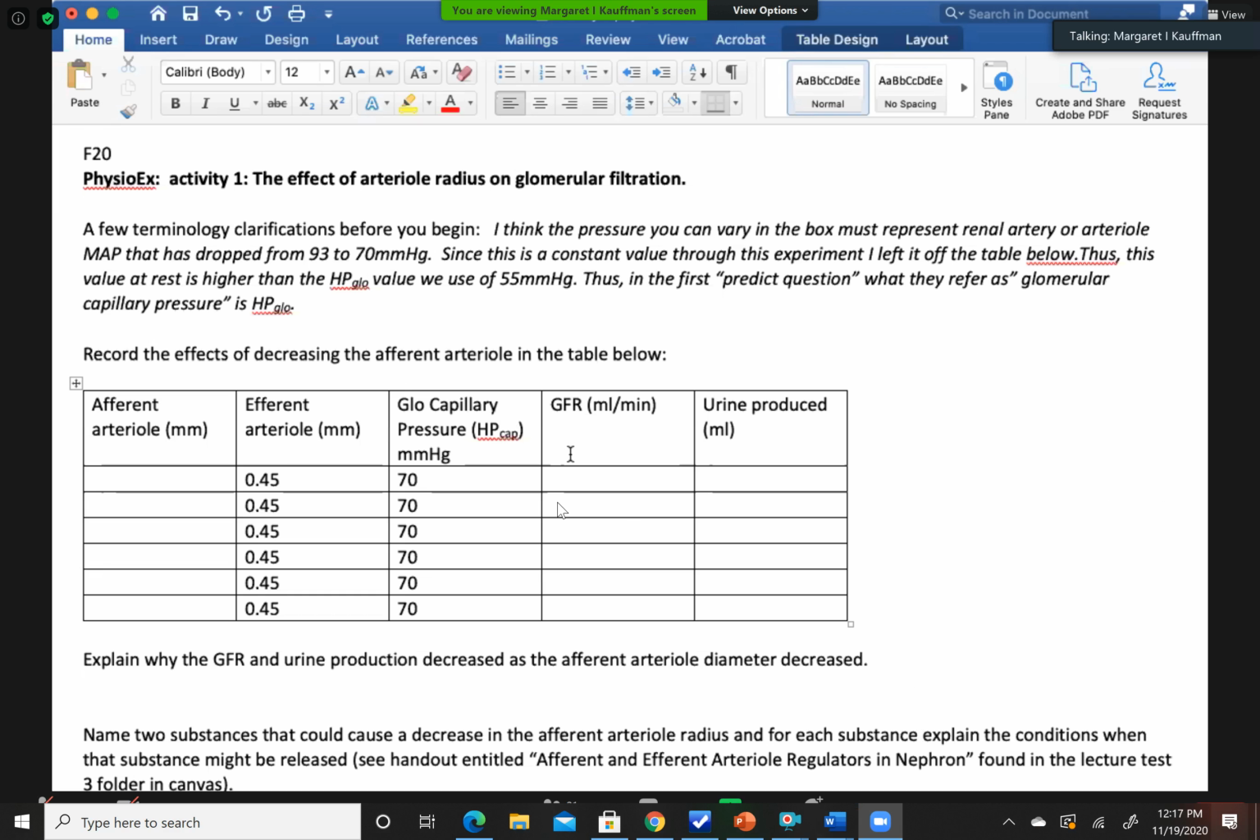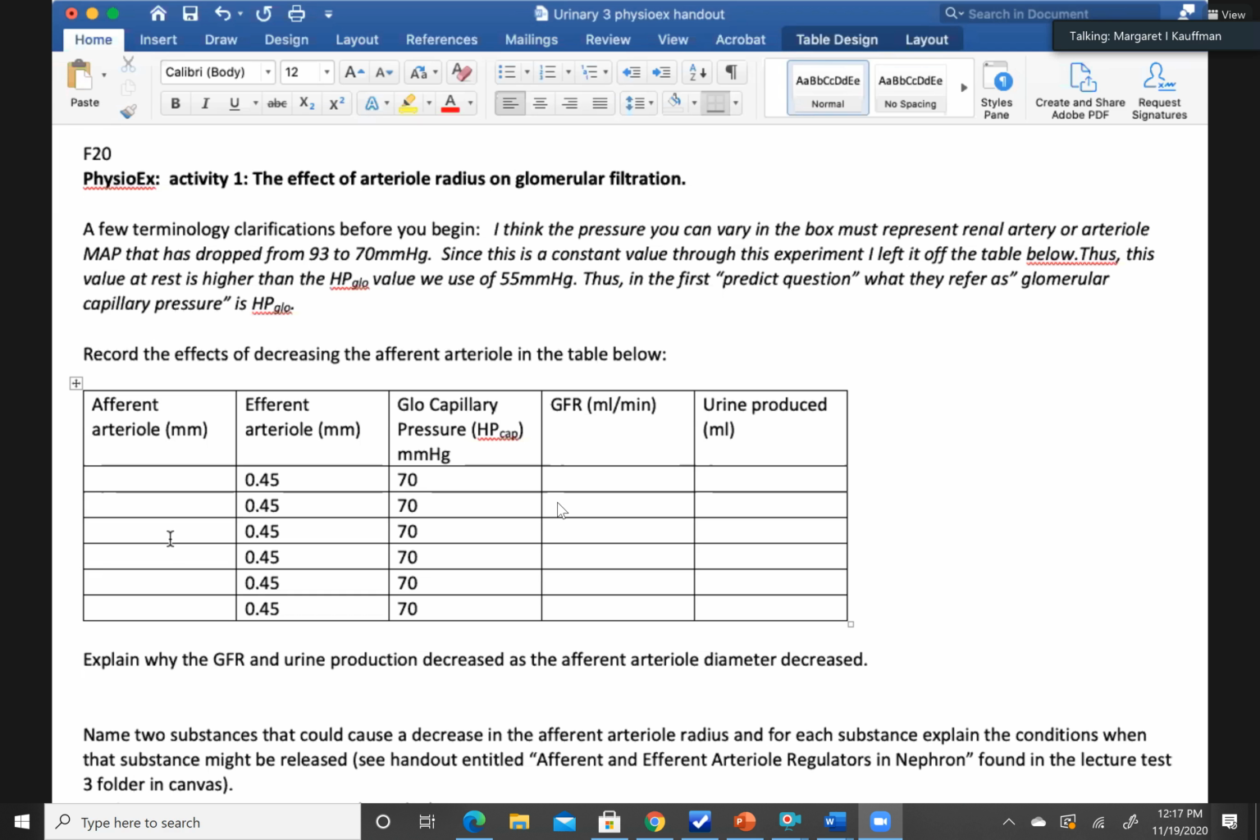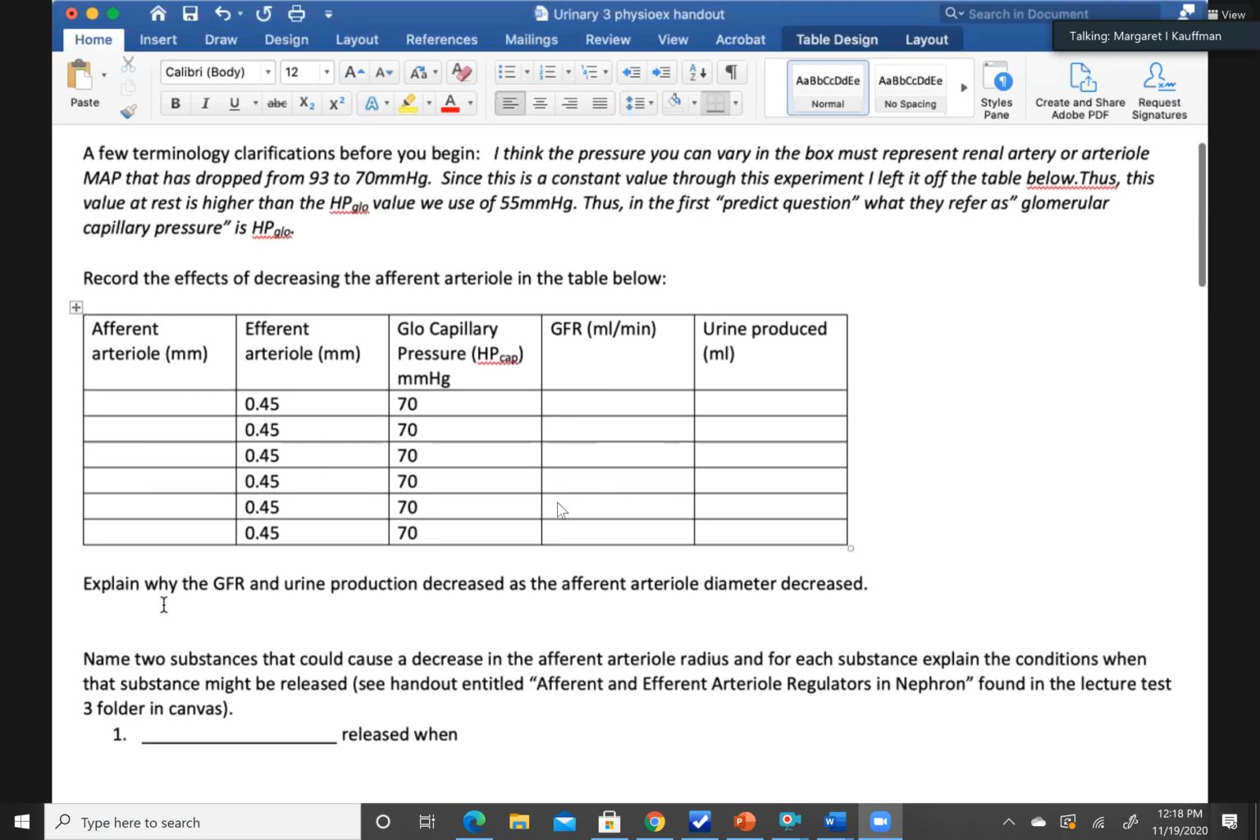Okay, well, that's why I'm doing this, because the concept of this is that as the afferent arteriole constricts, glomerular filtration rate drops, and we didn't change the HP capillary, and the urine produced drops, and then if you go wider, it's going to increase that. So, okay, then it says explain why it decreased. So anyone have an answer for that? Why would it decrease?